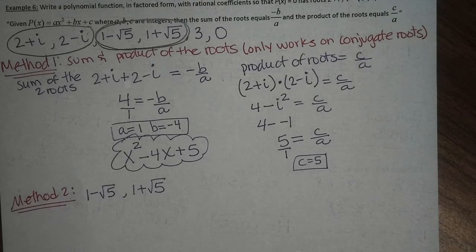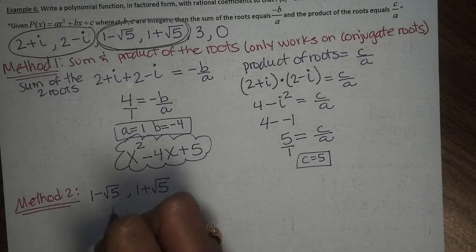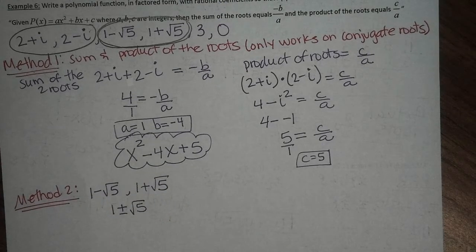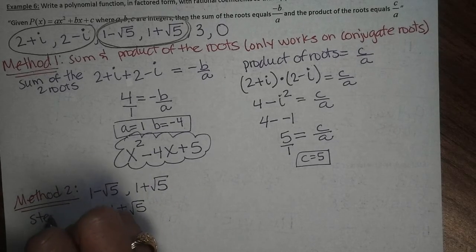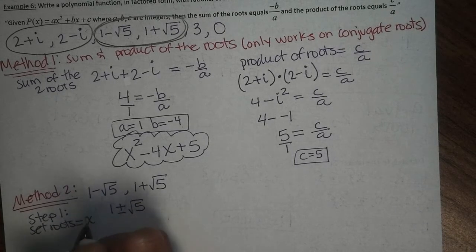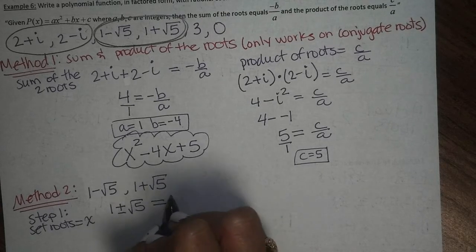And what you would do is write your conjugate roots as one single thing by doing 1 plus or minus root 5, because that's what that is, and you set that equal to x. So step 1, set the roots equal to x. So go ahead and take 1 plus or minus root 5 and set it equal to x.